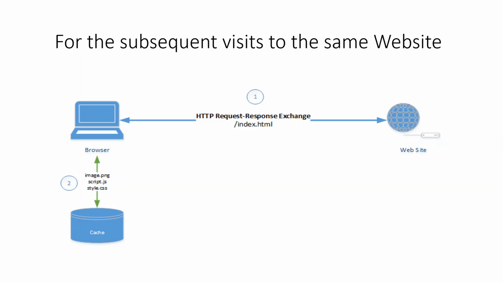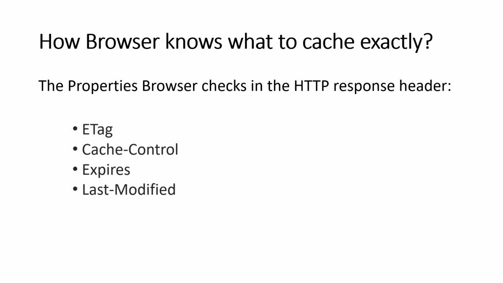Cache is nothing but a temporary storage in the browser. Instead of asking for every file from the web server, the browser will load a few static assets from the cache, which makes the page load faster. How does the browser know exactly what to cache?